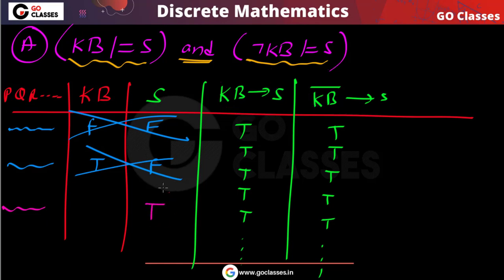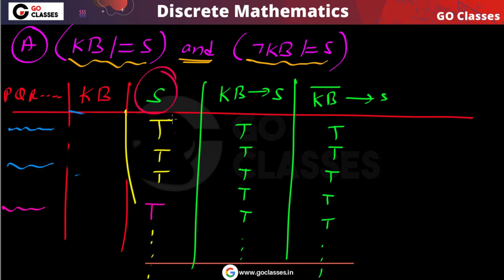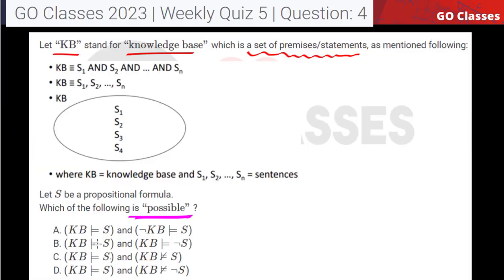Now let's put s true. If s is true in all the rows, this is the final thing that is remaining. So finally I can say that s must be true in all the rows. Because s is true in every row, this will be a tautology, and this will be a tautology. So I can say option A is possible. The question is asking which of the following is possible, so yes, option A is possible.